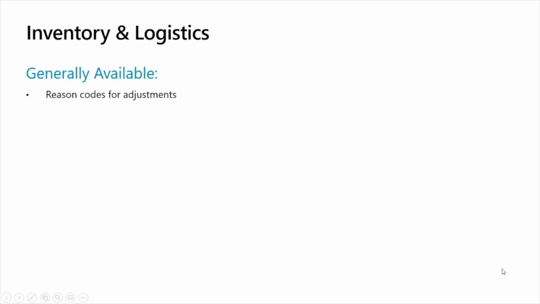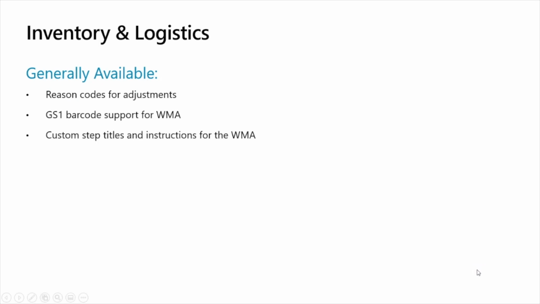So here's the overview of each of the features we're going to go through. It starts with the reason codes for adjustments from the warehouse mobile application, as well as GS1 barcode support in the app. Another app feature is the custom step titles and instructions. We then have some performance features. This one is around the manual packing and closing and reopening containers within warehouse management.